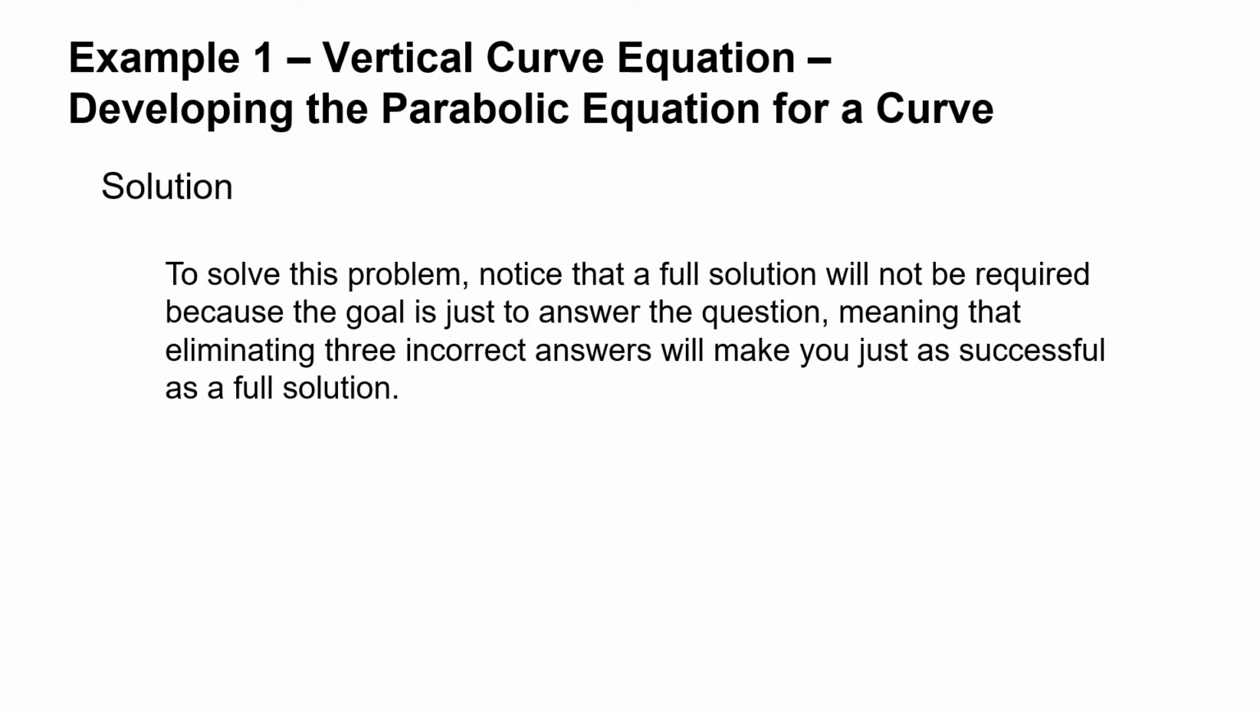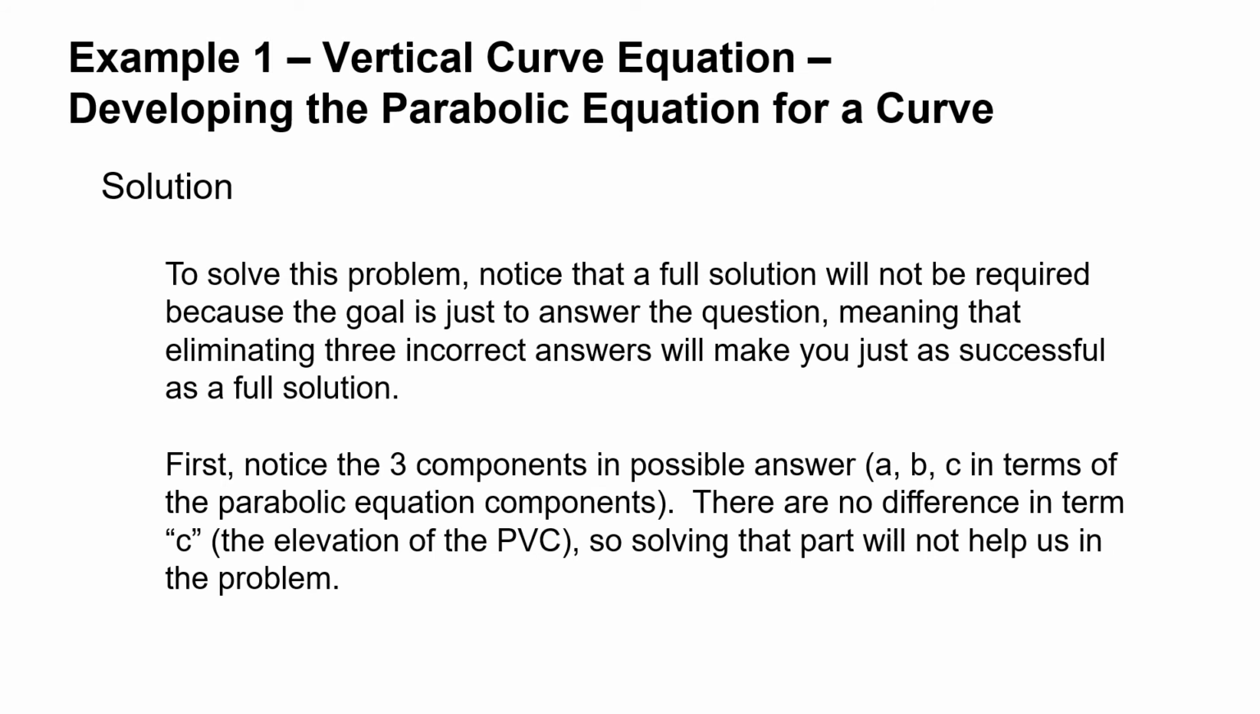So to solve this problem, we don't actually need to have a full solution because the goal is just to answer the question, meaning that eliminating 3 incorrect answers will make you just as successful as a full solution. First, notice the 3 components in each possible answer, A, B, and C, in terms of our parabolic equation components. There's no difference in terms of the C, which is the elevation of the PVC. So solving that part will not help us in the problem. So we don't need to worry about C. There's no difference there. We can focus on just A and B.